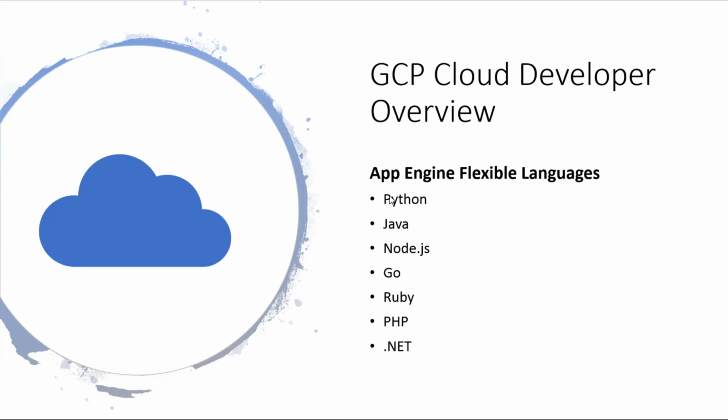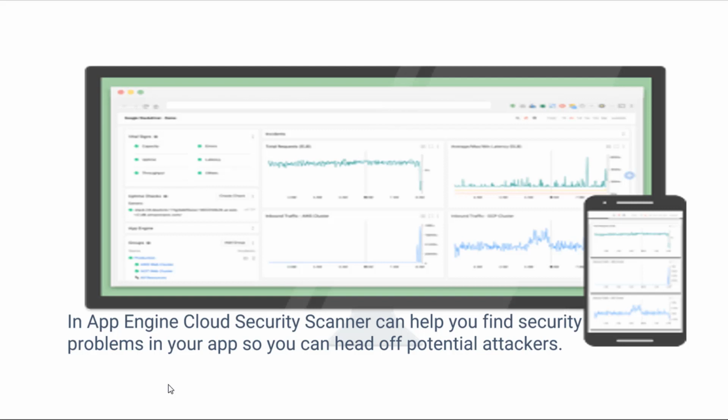Now, flexible languages that are supported are here as well. So again, we can deploy any version of these languages that we should choose. Also, as part of App Engine, there's what's called a Cloud Security Scanner. This is a good way to mitigate issues before we deploy applications. We simply would want to deploy our application in the App Engine environment and run the scanner against it. It'll point out any kind of vulnerabilities, such as cross-site scripting issues, etc.